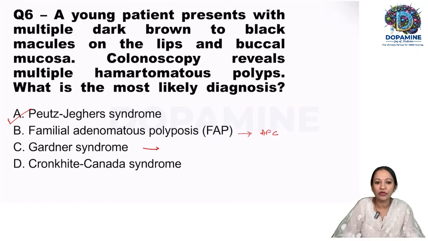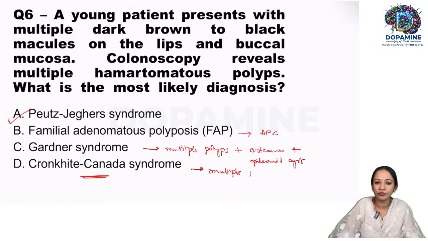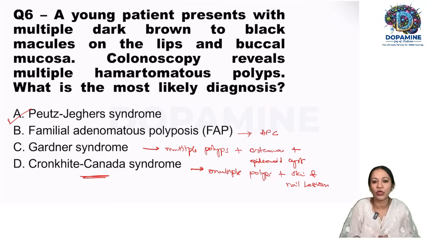So what is this Gardner syndrome? They'll also have multiple polyps with osteomas, plus they'll have multiple epidermoid cysts. So that is Gardner syndrome. What about this Cronkhite-Canada syndrome? These people will also have multiple polyps with skin and nail lesions. So that is Cronkhite-Canada syndrome. Cronkhite-Canada syndrome is more related to autoimmune disorders also.